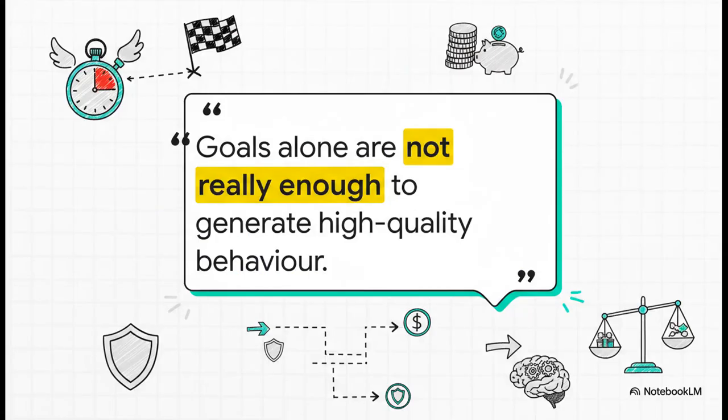This quote really just gets to the heart of it. Just reaching a goal isn't enough for high-quality behavior, right? A self-driving car's goal is to get you to your destination, sure, but you also want it to get there safely, quickly, and smoothly. Utility is the thing that lets an agent weigh all those trade-offs and choose the best path, not just any path.